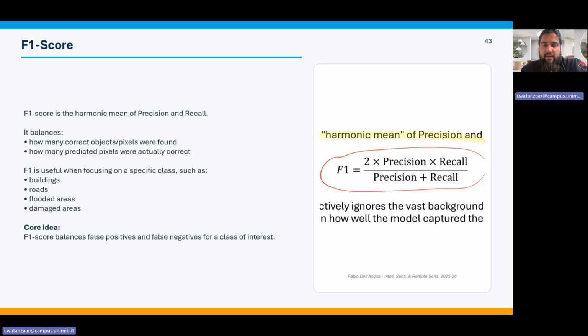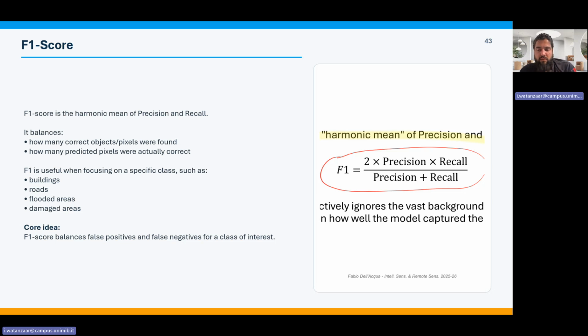This is exactly what we are looking at, and they represent the same thing: how many correct objects or pixels were found, and they are exactly correct in this case, okay? Like in the actual cases. We also look at whether the predicted pixels were classified as actually correct, and they can also be not actually correct. So they keep the harmonic balance of these two, or in shorter terms, the precision and recall.